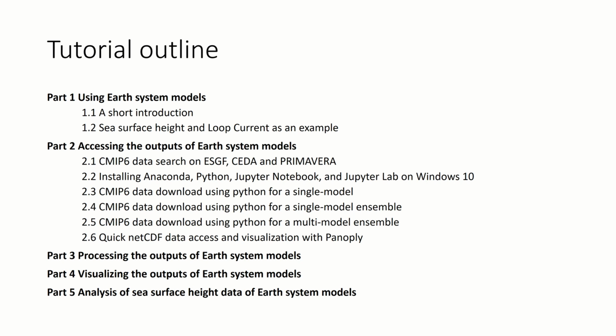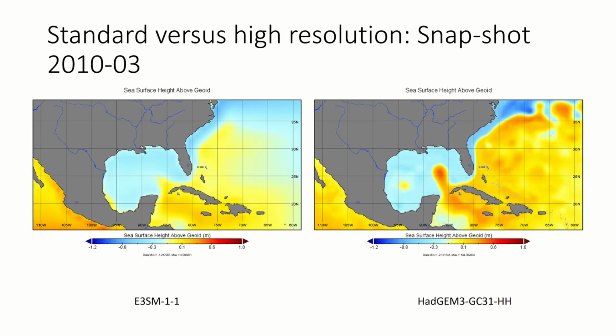And then in part 4, I will show how to visualize the output of Earth system models, and in part 5, how to analyze sea surface height of Earth system models for this case study: how to estimate sea surface height at a certain location and count the number of Karenia brevis plumes accordingly.